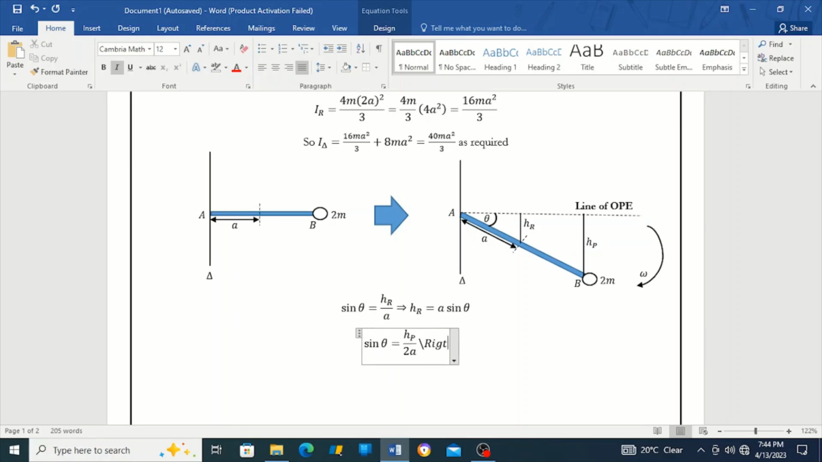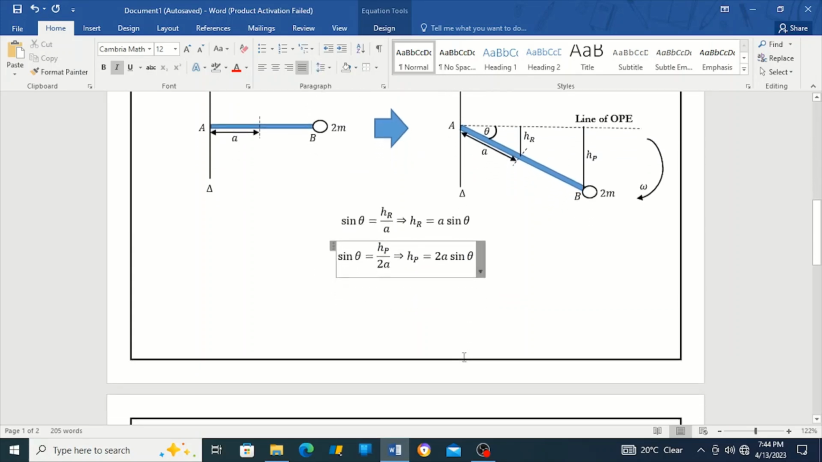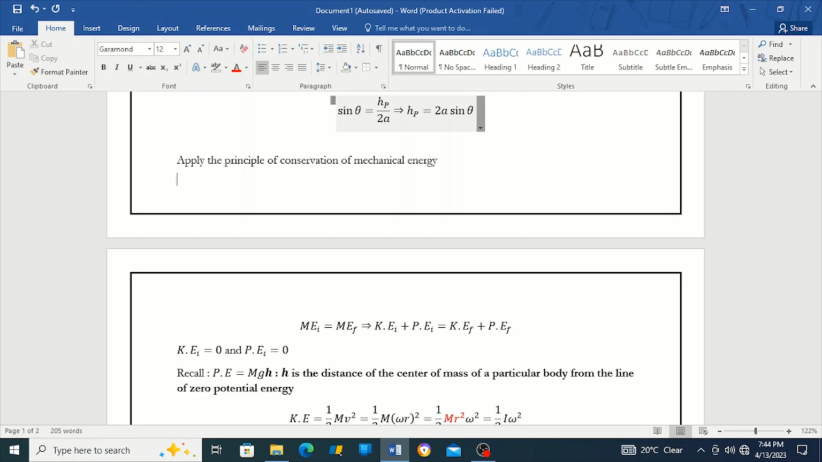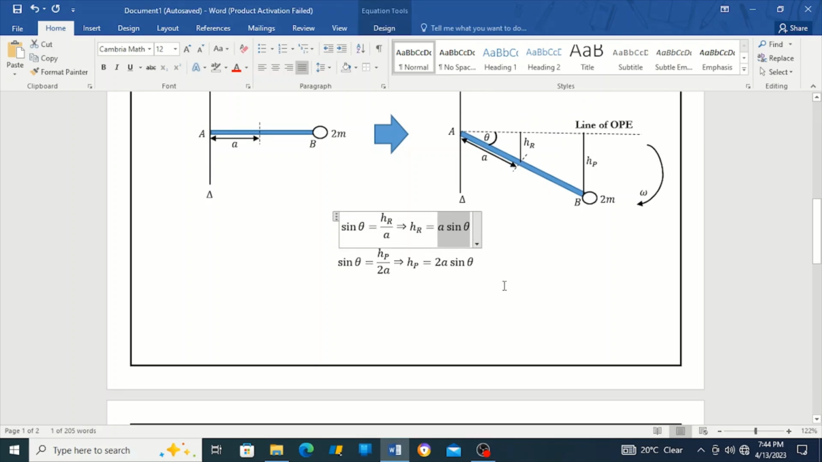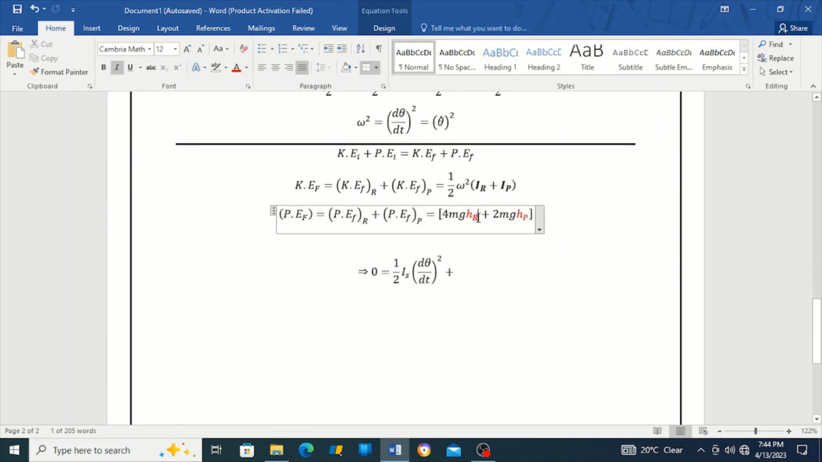So what does this mean? It means that hp is equal to 2a sine theta. But remember that when we are going to be solving, we are going to give it a negative value because it is below the x-axis. So we just simply copy. You have a sine theta and the other one is 2a sine theta. Like I said, negative a sine theta, and for hp it is negative 2a sine theta. That is it. This is what we have.